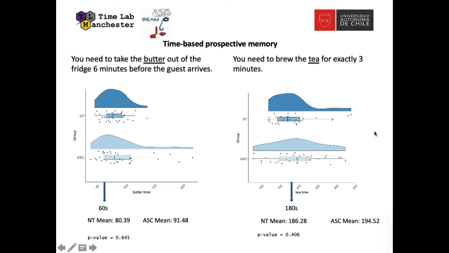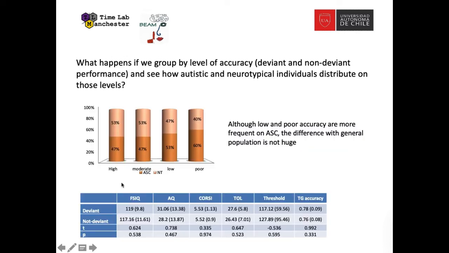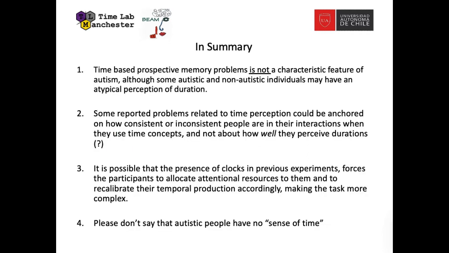In the tea task, we have a very similar situation. Most of the people is behaving in a similar way, and we do have some outliers in both groups. After splitting the sample in different levels of accuracy, the distribution of the samples in these different levels of accuracy was very similar.